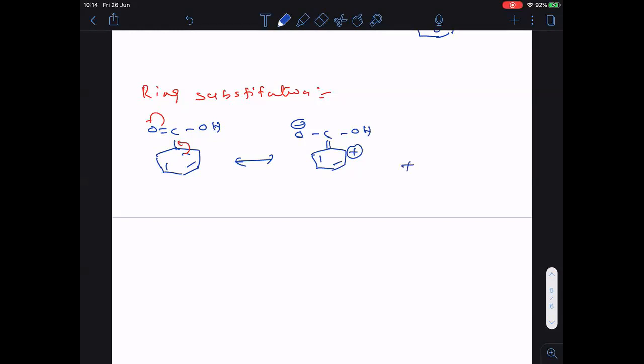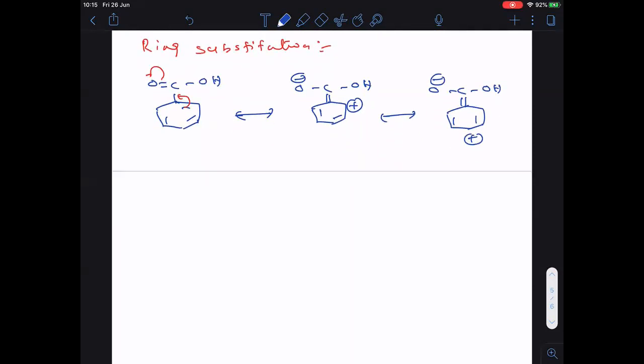Clear? Now if I write the next canonical form, then that will be like this: double bonded COH, and here O minus. Now positive charge at the para position. Clear? Now the next canonical form.